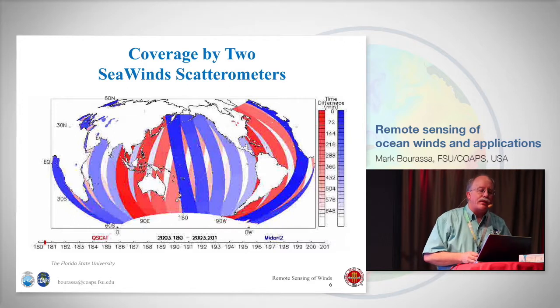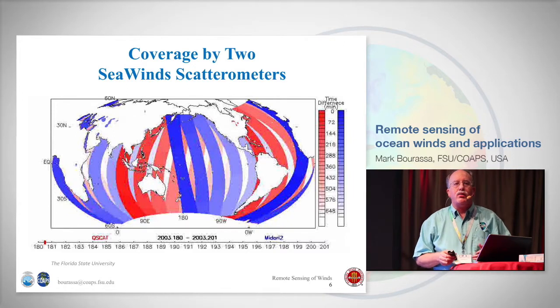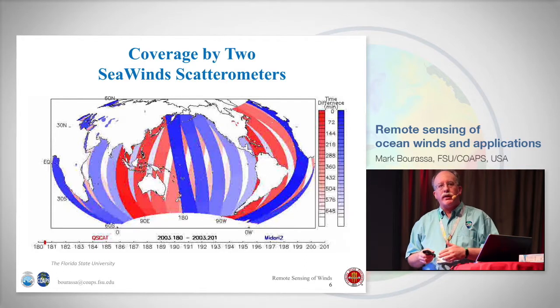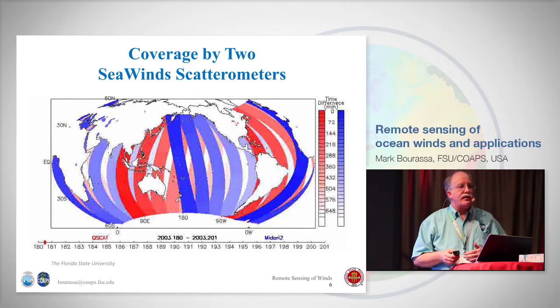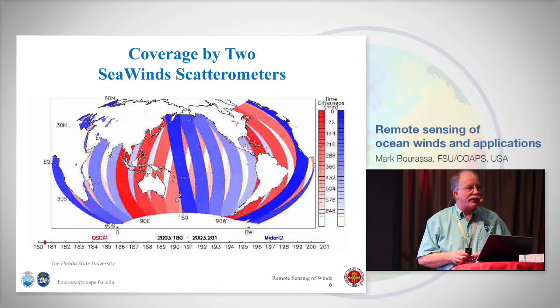This is an example of two satellites. One was QuikSCAT and one was ADEOS-2 that were up for about 6 to 8 months at the same time in orbits that were really complementary. We have other cases now where two satellites are up, but they're in almost identical orbits. That doesn't help as much.